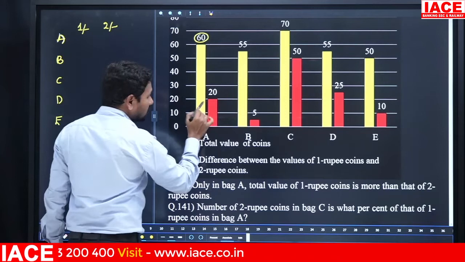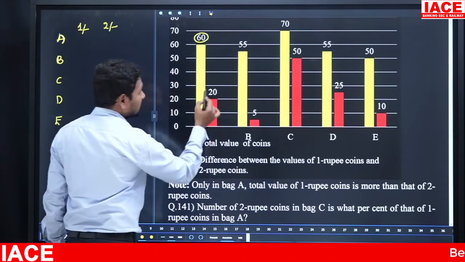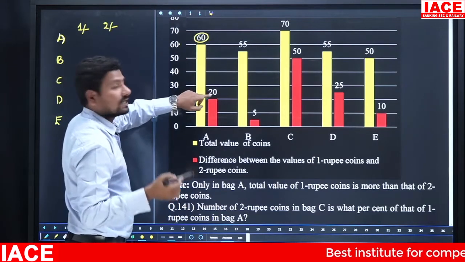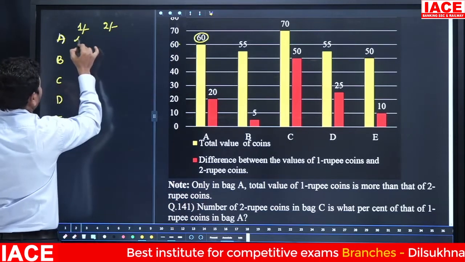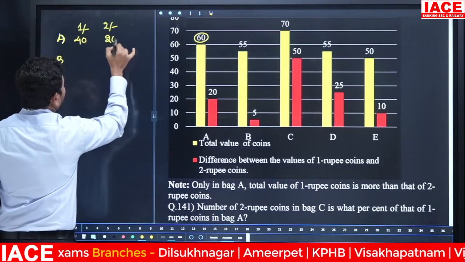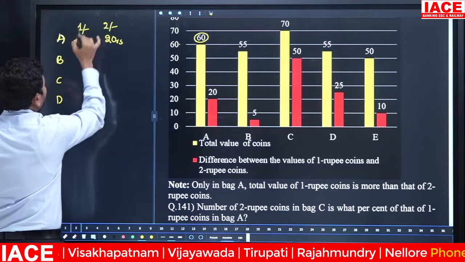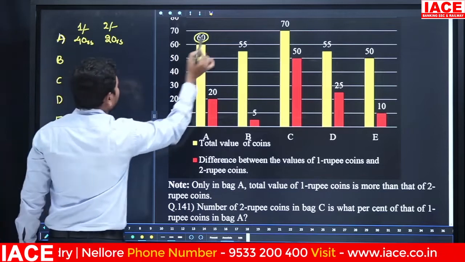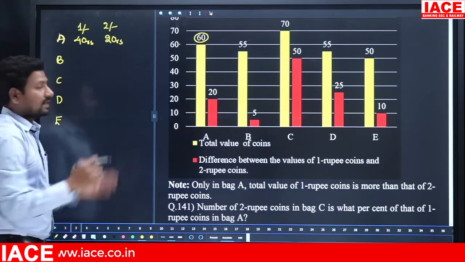And the difference between the value of 1 rupee coins and 2 rupee coins is how much? 20. Half of 60 is 30, half of 20 is 10. 30 plus 10 is 40 and 30 minus 10 is 20. When you count the 2 rupee coins, you get 20 rupees. When you count the 1 rupee coins, you get 40 rupees. 40 plus 20 is equal to 60 and 40 minus 20 is equal to 20. This is the value we can calculate for bag A.